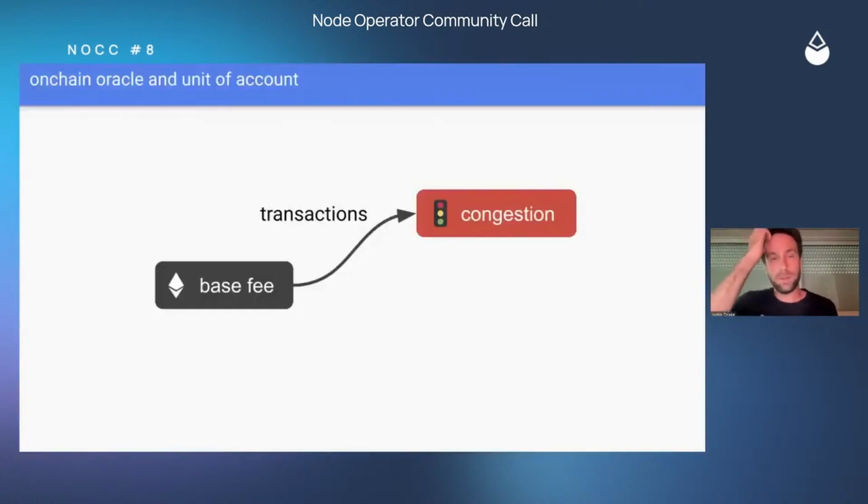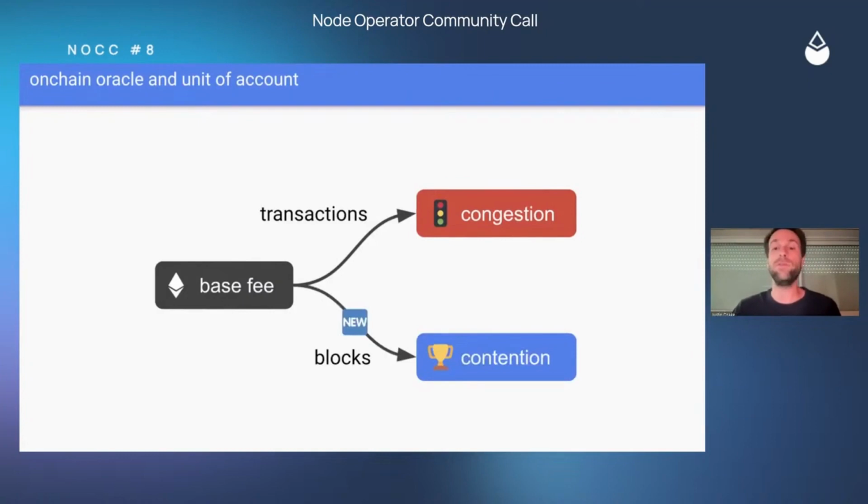Okay, so let's talk about advantages from enshrining. One of the cool things that we will get is very similar to the base fee for congestion, which provides an on-chain oracle that can be used by smart contracts. We can have a new oracle for contention. So just like Ethereum is aware of the value of its own congestion pricing, Ethereum as a blockchain can be aware of its own MEV.